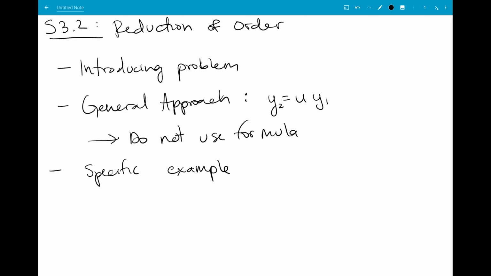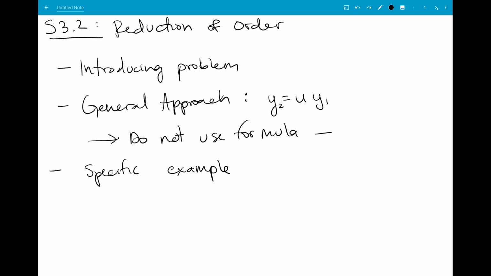All right, next up we're moving on to reduction of order. What we're going to do is introduce the problem and its general approach, which is going to be to use a substitution type thing. And we'll spend a lot of time on that general approach.